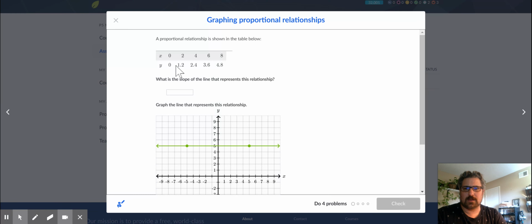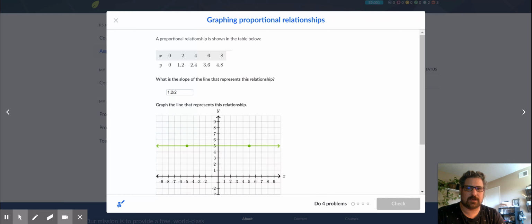Let's go. So here's a table. It's a proportional table. We know that right now we're looking at it when y is 1.2, x is 2. So when we're looking at the slope of that, it's just going to be the ratio of y over x. So that's just going to be 1.2 over 2. And that's the same as 12 over 20, which is the same as 6 over 10, which is the same as 3 over 5. So 1.2 over 2 should be the same as 3 over 5.